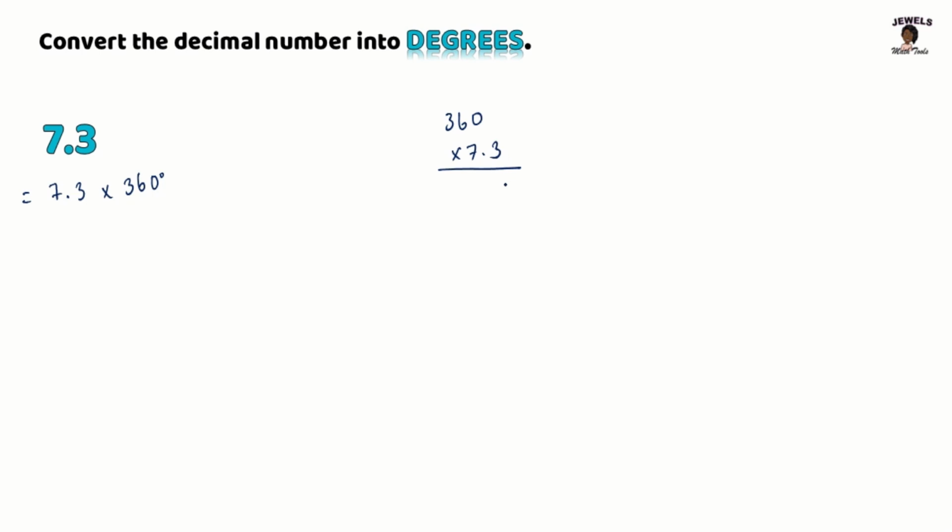So 3 times 0 is 0. 3 times 6 is 18. We'll put our 8, carry the 1. 3 times 3 is 9, plus 1 will give us 10. We're going to add in a 0 and begin multiplying by our 7.